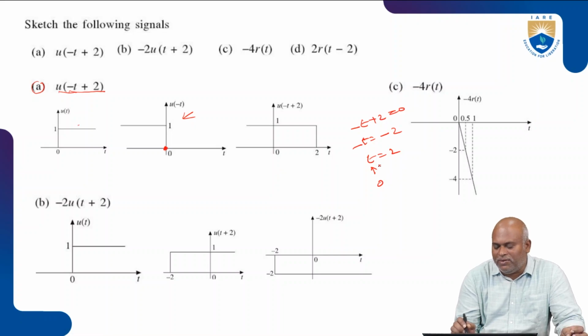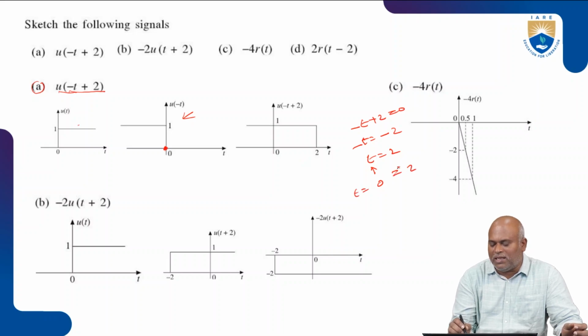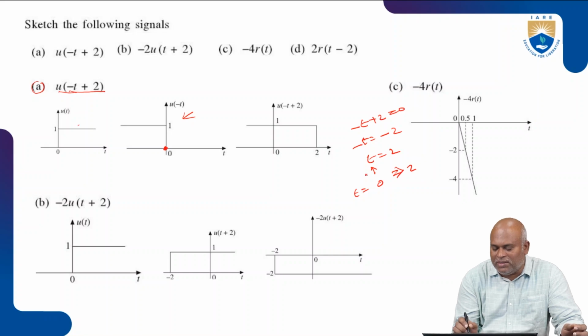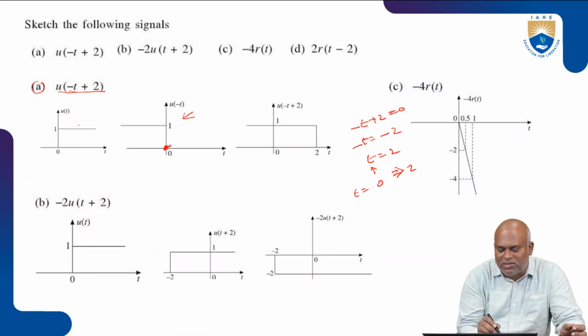Then what do we do? You substitute t equal to 0. This is equal to 2. At t equal to 0, the resultant value is represented as 0. So now this 0 is going to be shifted to 2.